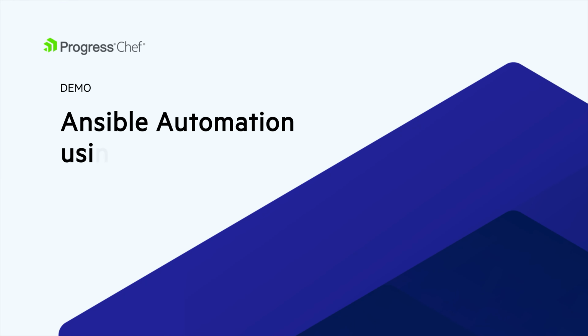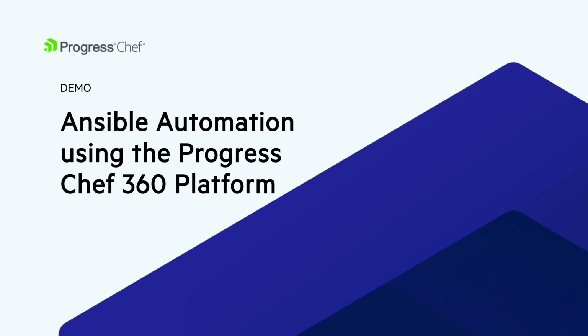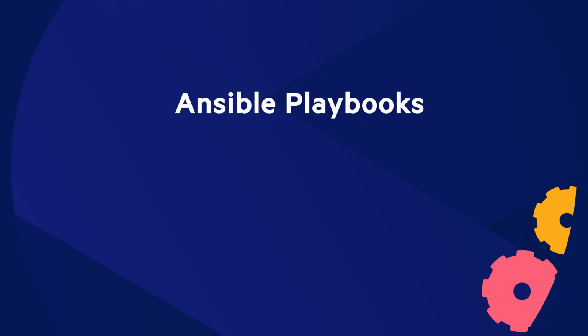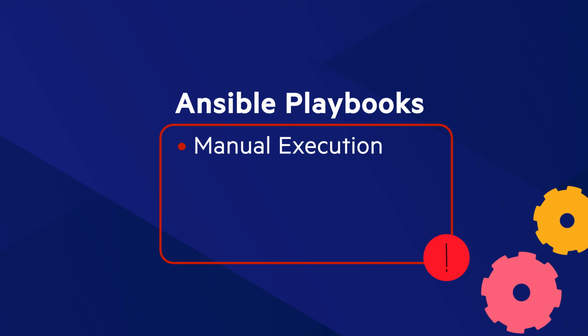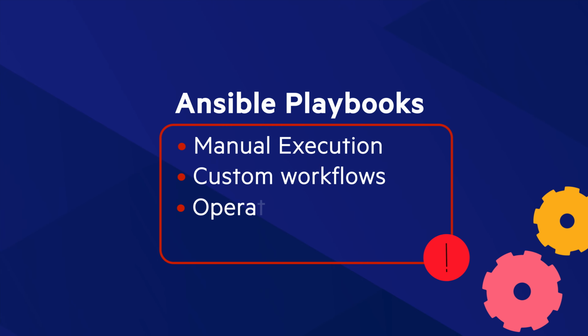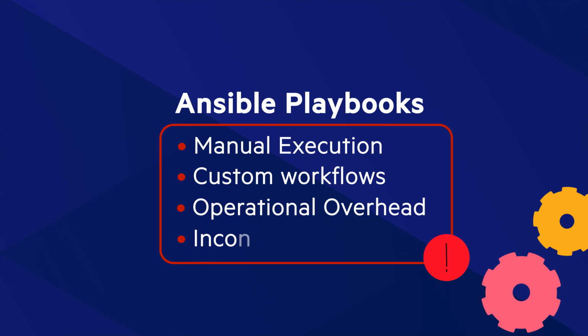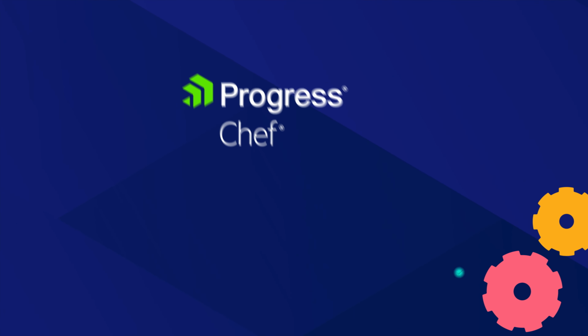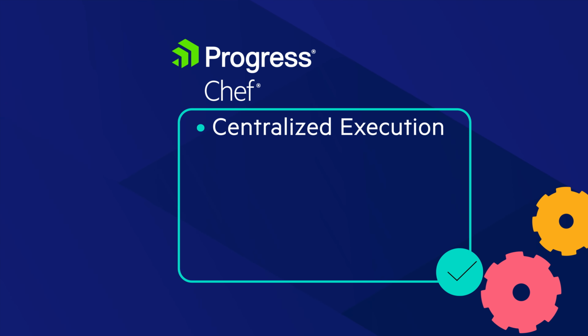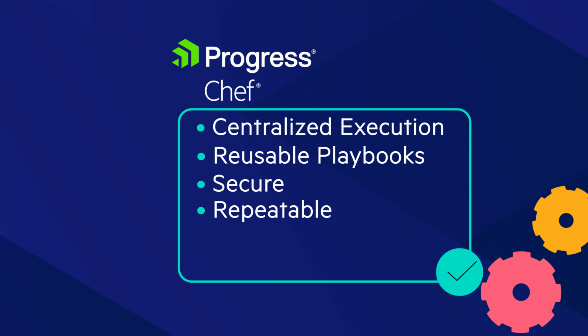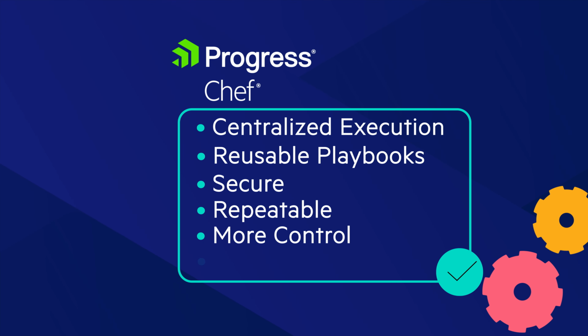As infrastructure scales, running Ansible playbooks consistently across systems becomes more challenging. Playbooks are often executed manually or through custom workflows, leading to operational overhead and inconsistency. Progress Chef centralizes Ansible execution, enabling teams to run existing playbooks securely and repeatedly with better control and visibility.